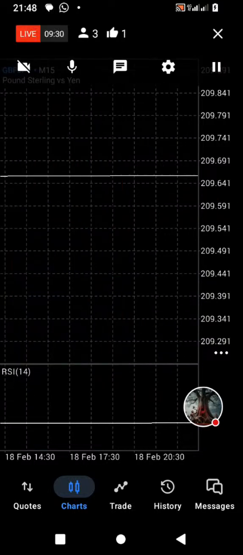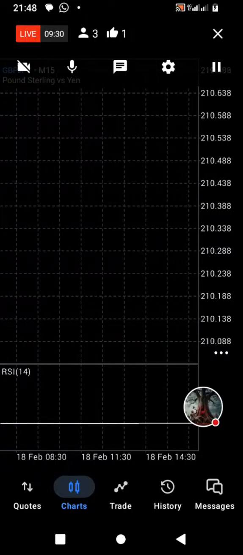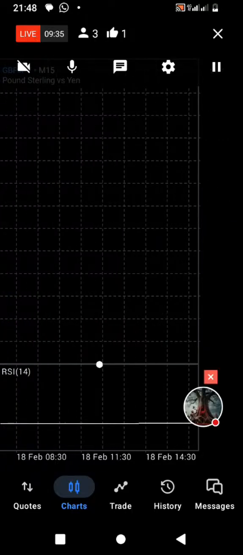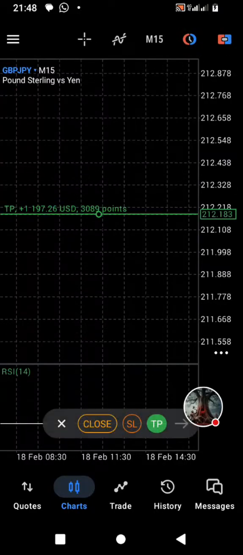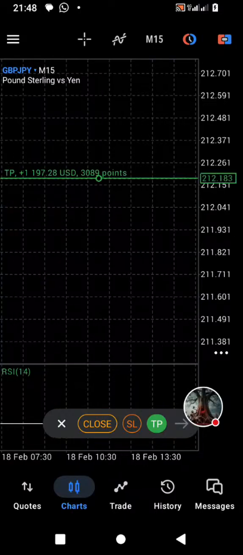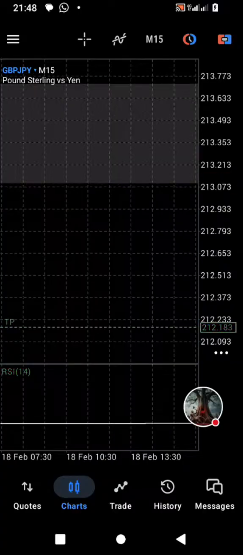Let's go back to the 15 minutes time frame. This is up, up. Take your profit here. 212.183. It's going to be a long trade.